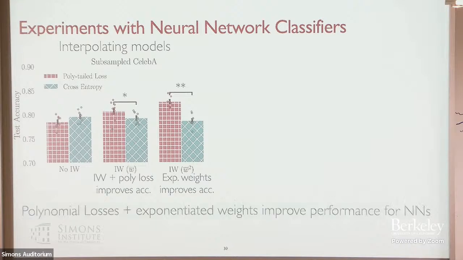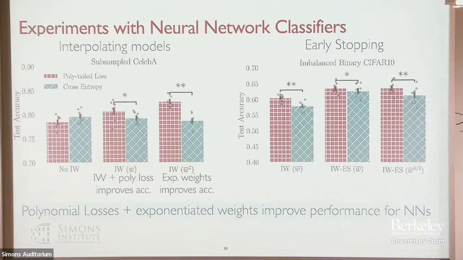Early stopping does help. So that's exactly the next plot here. If you do early stop, you see using the cross entropy loss does lead to better accuracy. But often using the polynomially-tailed loss and early stopping helps even further. So early stopping still does help, but switching to the polynomially-tailed loss still seems to help.